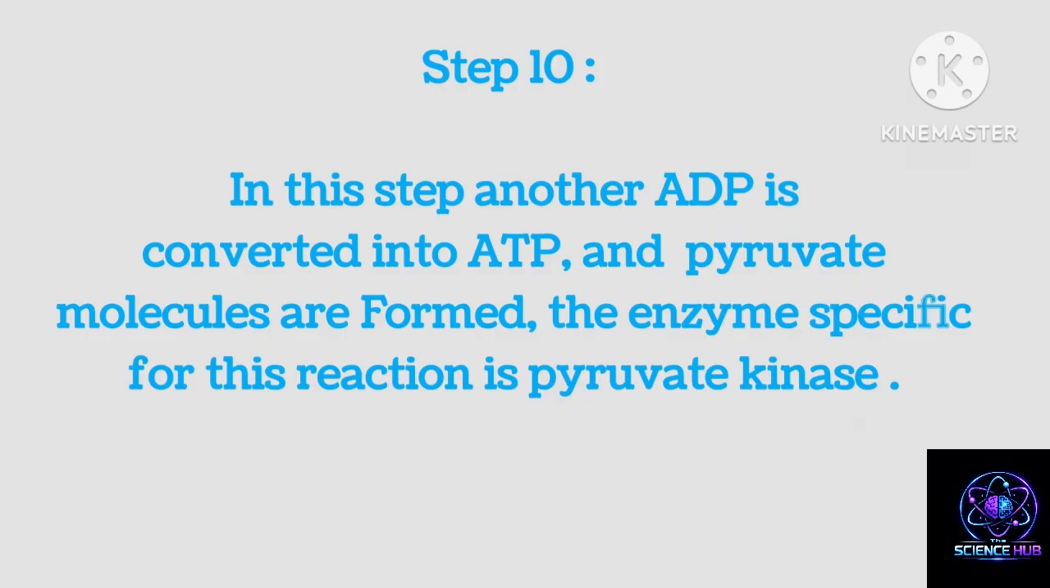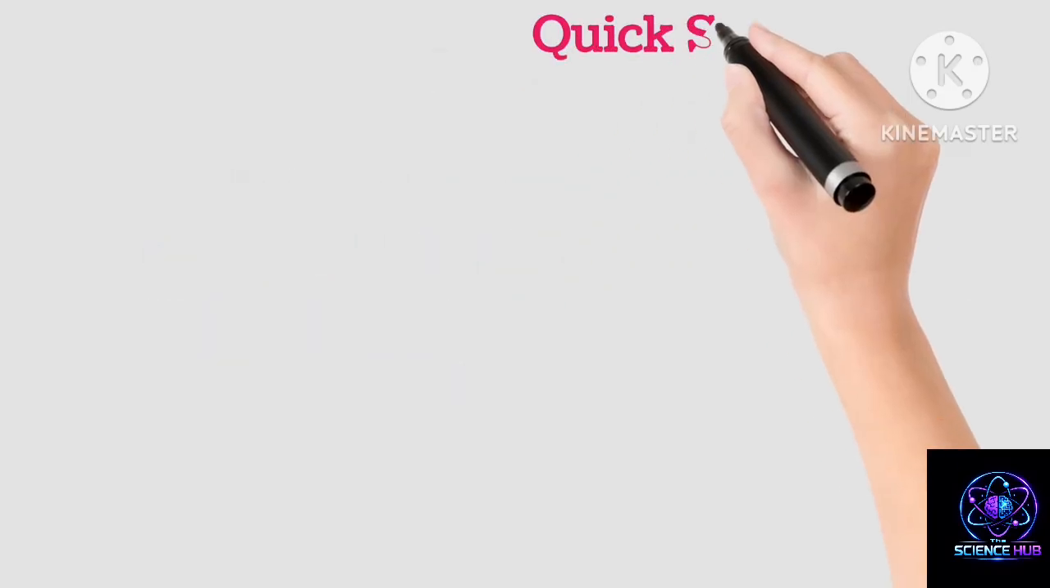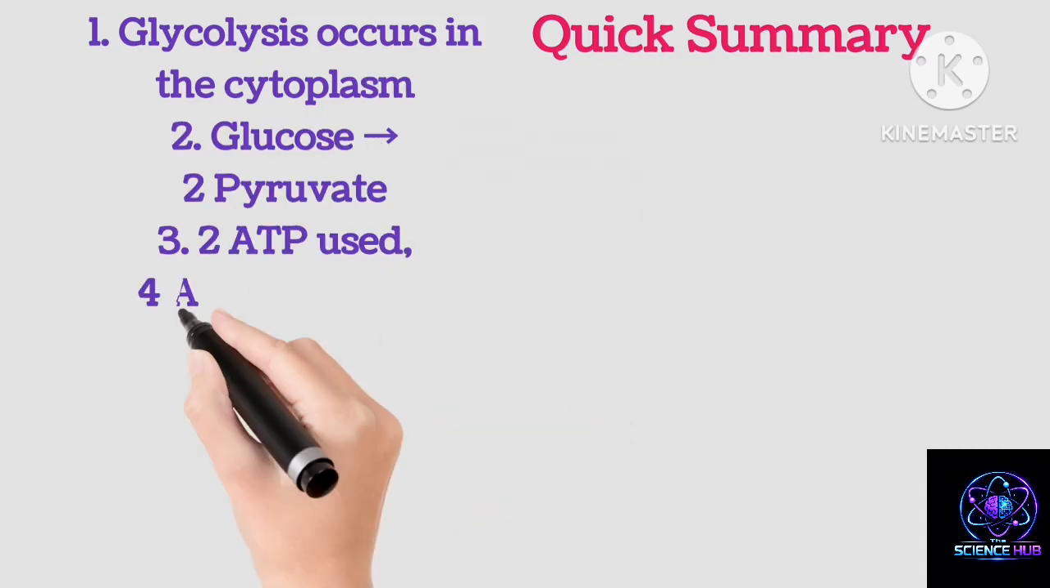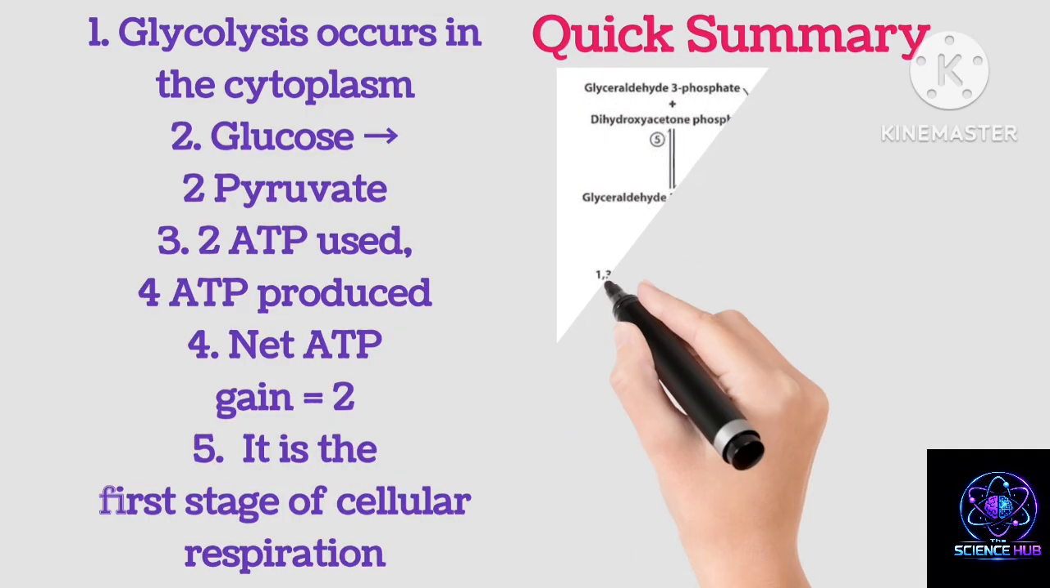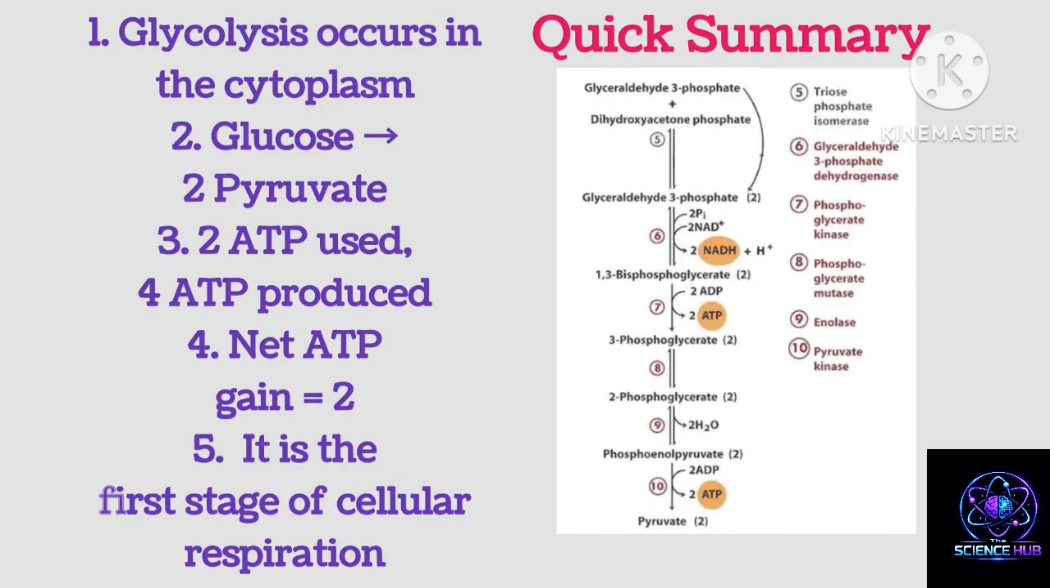Quick summary. 1. Glycolysis occurs in the cytoplasm. 2. Glucose to 2 pyruvate. 3. 2 ATP used, 4 ATP produced. Net ATP gain equals 2. 4. It is the first stage of cellular respiration.